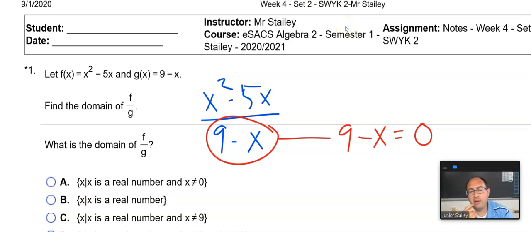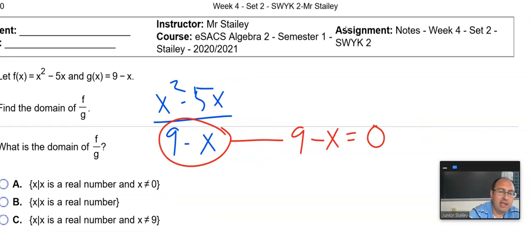All right, we're back. Week 4, Set 2, SWYK 2 notes. All right, we're talking about dividing.